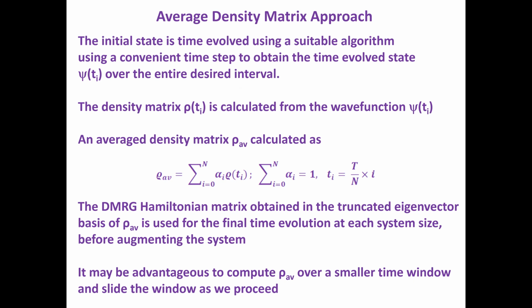Once you obtain the average density matrix, you get its eigenvectors, and from the eigenvectors of rho average you can construct the Hamiltonian matrix. This Hamiltonian matrix has already incorporated in it the excited states that may come because of long time evolution. Use that to time evolve your wave packet at that particular size, whichever it is, 100 sites or so. And then add 2 sites, go to the next one, do the same thing.